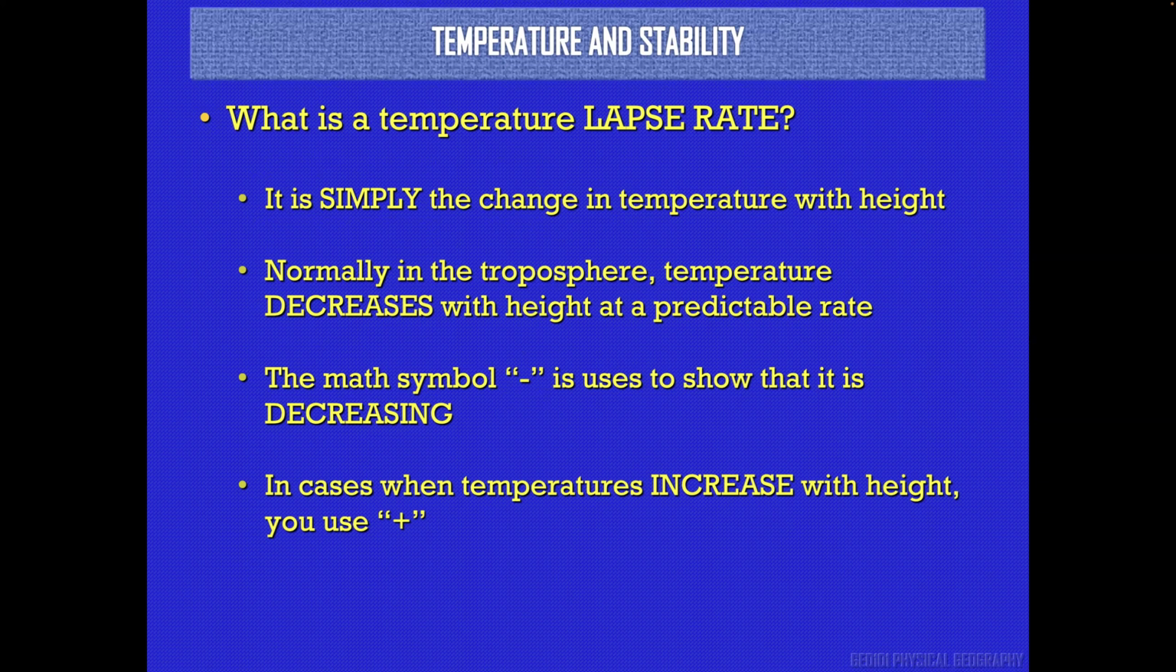So again, in the lower part of the atmosphere, we talked about how temperature typically decreases with height. And so the math symbol uses a negative. So -3 degrees per whatever. Get it? It's telling you that as you go up, the temperature is going down. Now, in some cases, the temperature increases with height, and you would use a positive symbol.